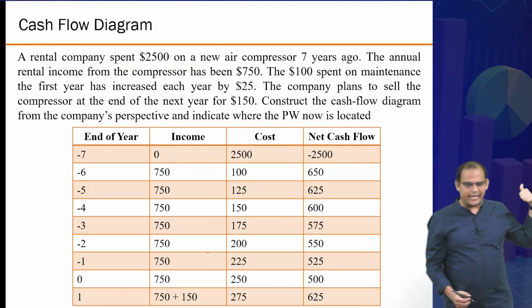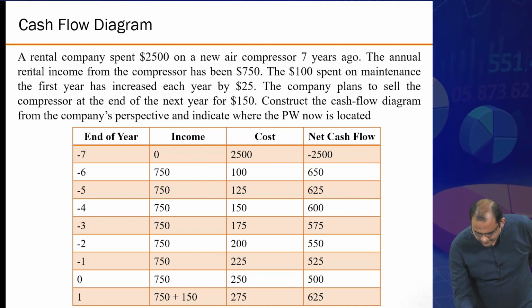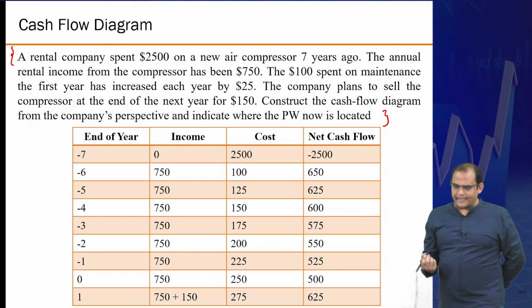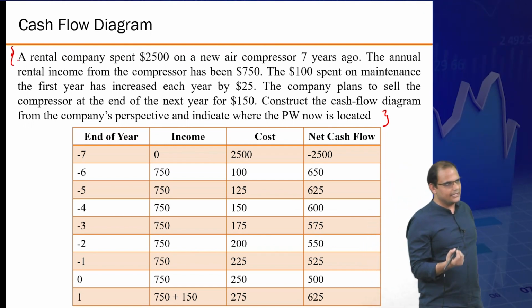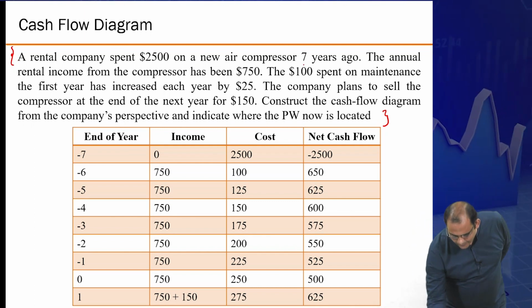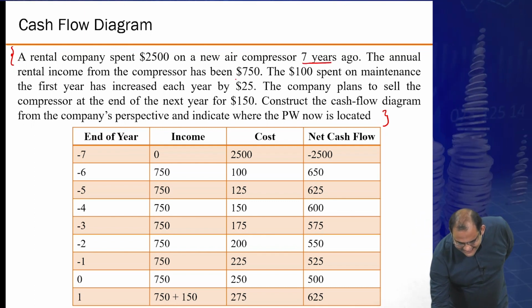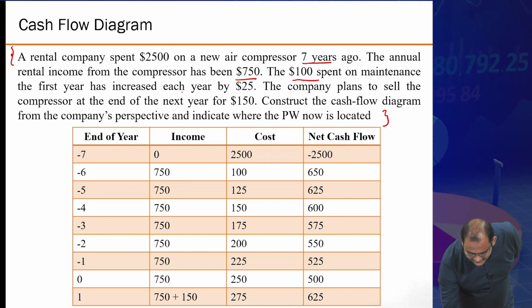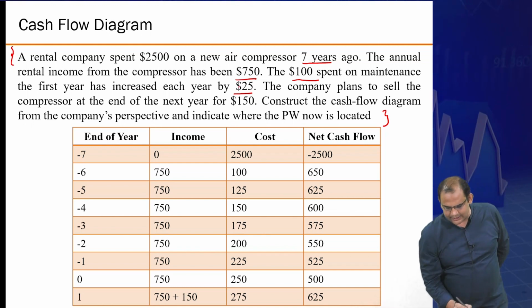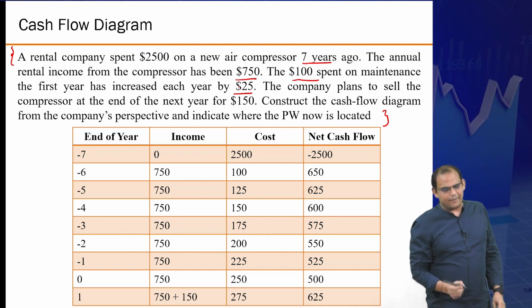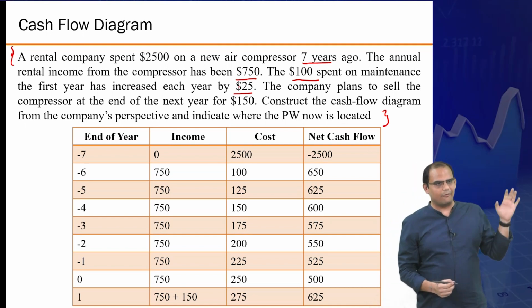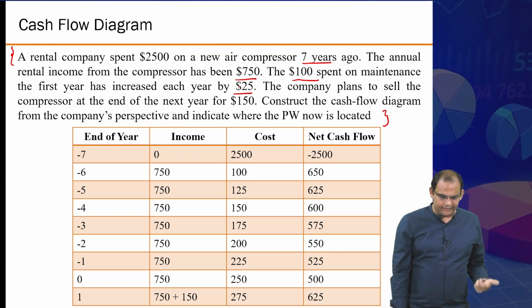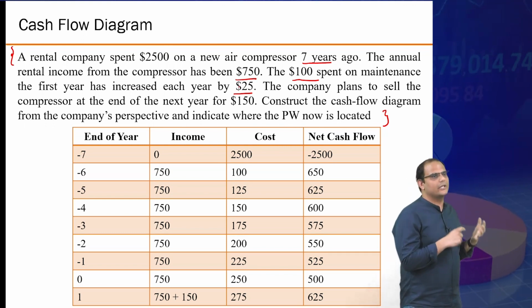Alright, so let's plot a cash flow diagram. This is what you will typically get in the questions. A rental company spent $2,500 on a new air compressor 7 years ago. The annual rental income from the compressor has been $750. The $100 spent on maintenance for the first year has increased each year by $25. The company plans to sell the compressor at the end of the next year for $150. Construct the cash flow diagram from the company's perspective and indicate where the present worth is located.